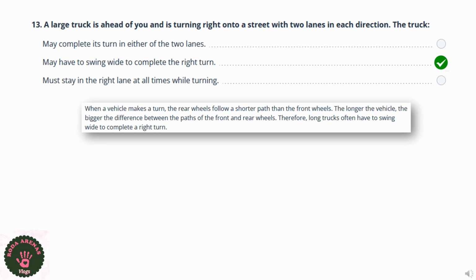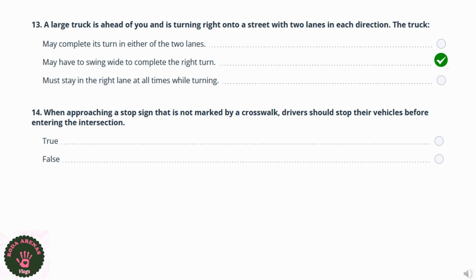Note, when a vehicle makes a turn, the rear wheels follow a shorter path than the front wheels. The longer the vehicle, the bigger the difference between the paths of the front and the rear wheels. Therefore, long trucks often have to swing wide to complete a right turn.